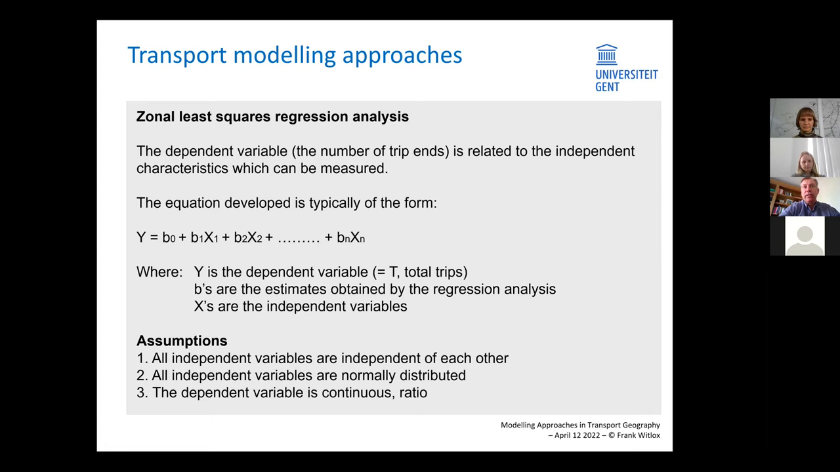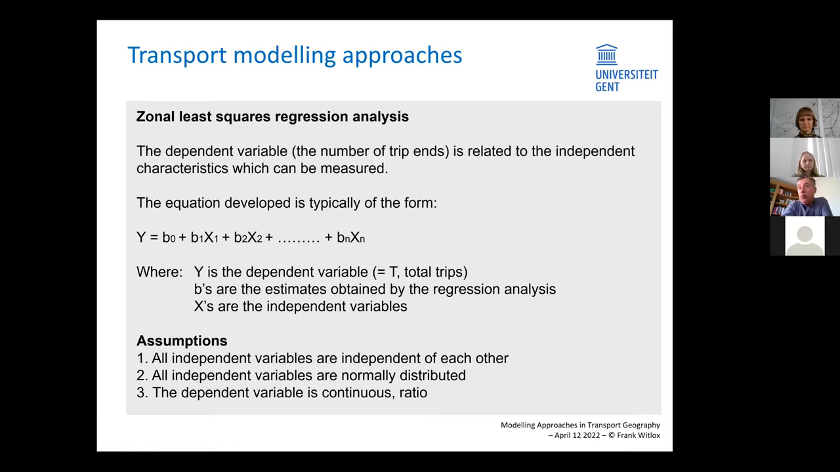So the regression analysis wants to make a link and it wants to explain the so-called dependent variable. The dependent variable here is T, the total number of trips. And then we look for variables that will explain the total amount of trips. So in that sense, the different X's here refer to variables that could have some bearing in trying to explain the total amount of trips.